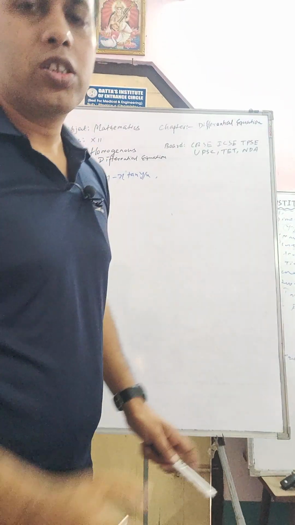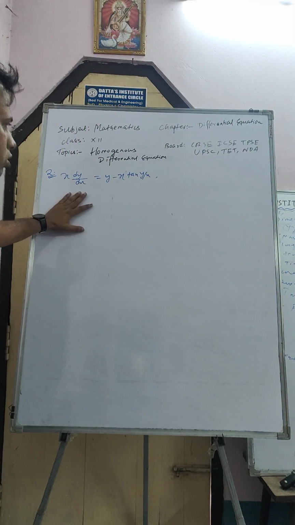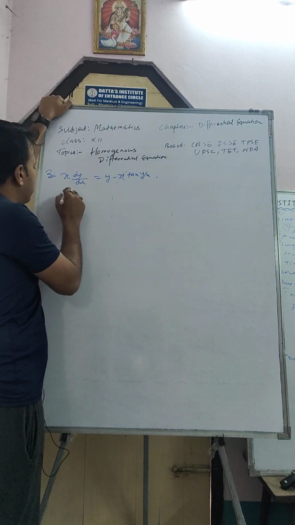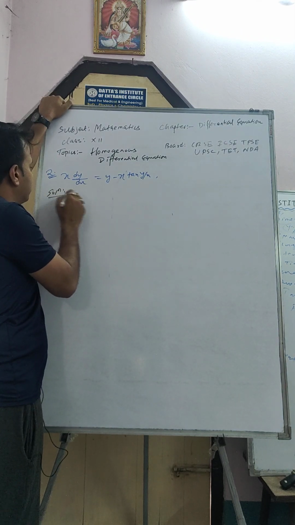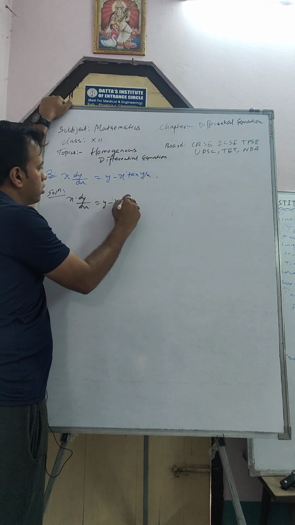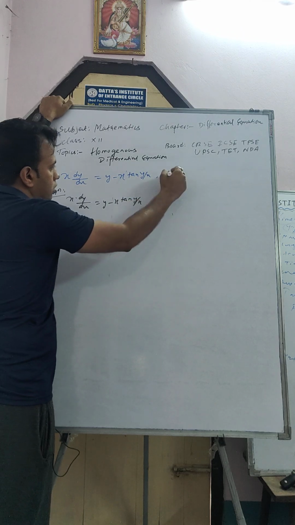Okay, so our next question is this one. This is a differential equation. So we have to show it is a homogeneous differential equation. After that we have to solve it. So first we write here the differential equation: dy by dx equals y by x minus tan y by x.